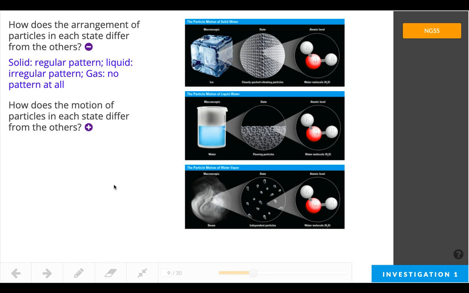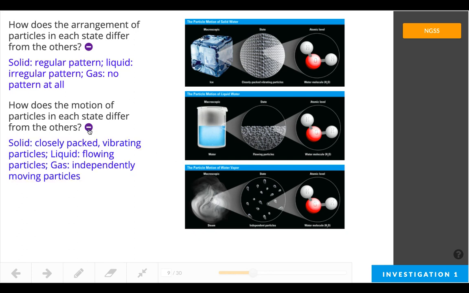How does the motion of particles in each state differ? Well, particles in a solid can only vibrate in place. Particles in a liquid can flow past each other. That's why when you turn on the faucet or you pour water out of a container, it flows in a steady stream. And particles in a gas are very high energy and they move independently and at random. Pause the video again and add this information to your table.